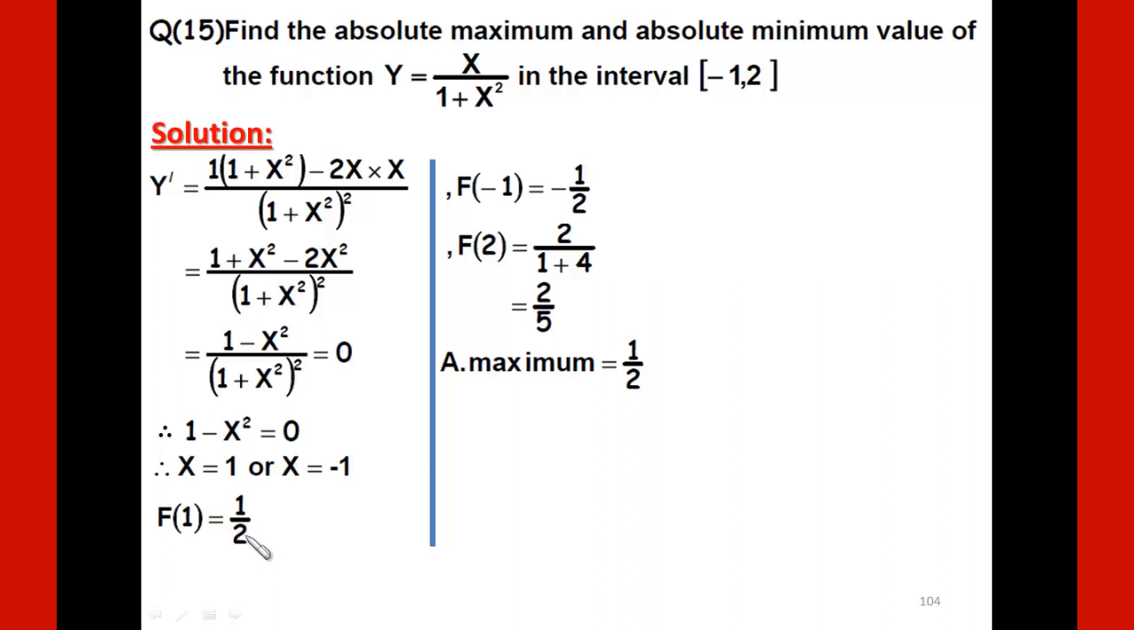We compare between half and negative half and 2 over 5. So the maximum, the greatest number, is half. So the maximum value of the function is half, and the minimum value equals negative half, because negative half is the smallest value.